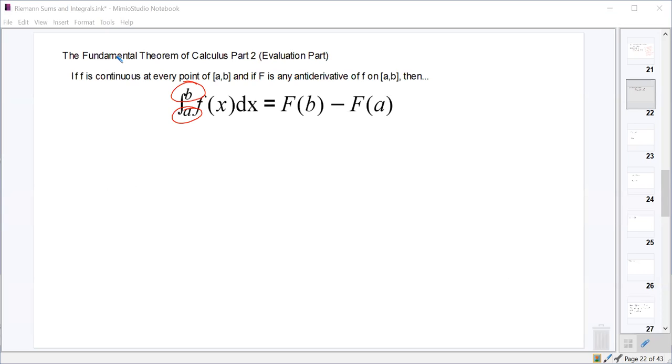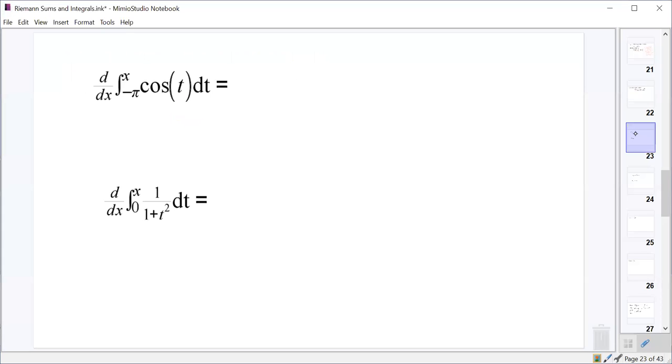Good times. All right, so our definite integral just means we evaluate the integral of the function at b minus the integral of the function at a. Good or no? So that's the second part of the fundamental theorem of calculus. And we're going to sort of combine those two things together to figure out what these are. So these should be pretty straightforward for the most part.